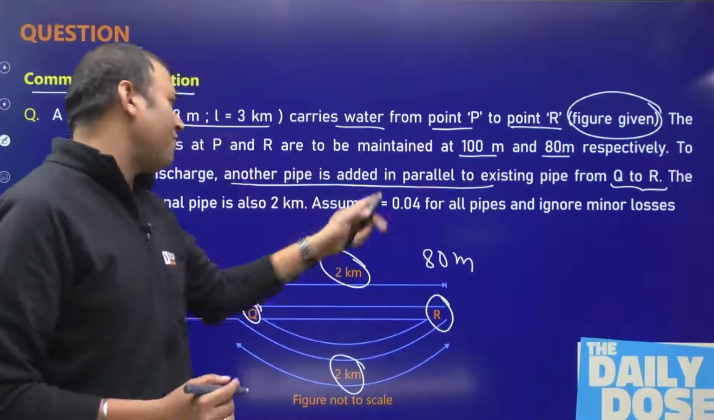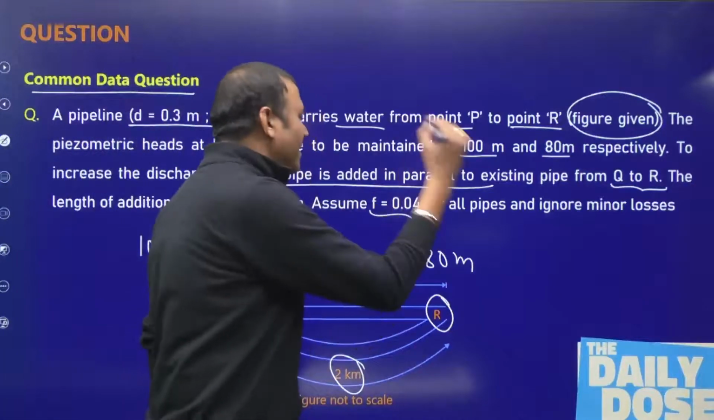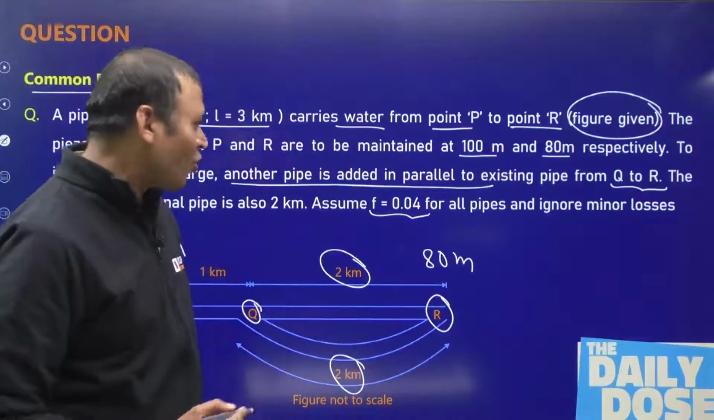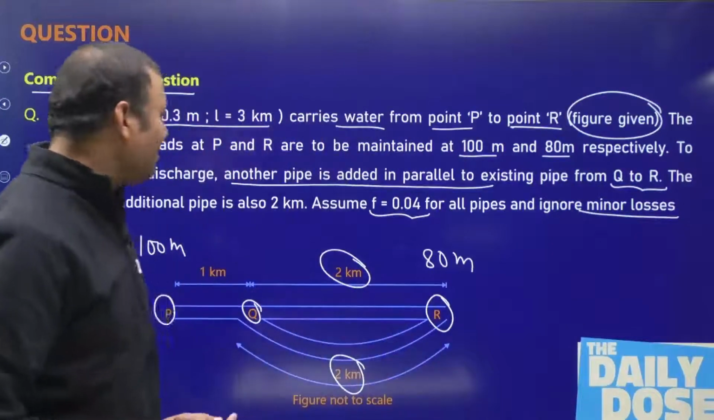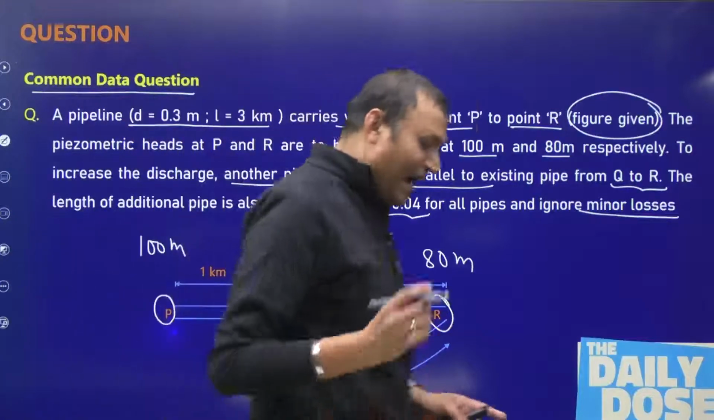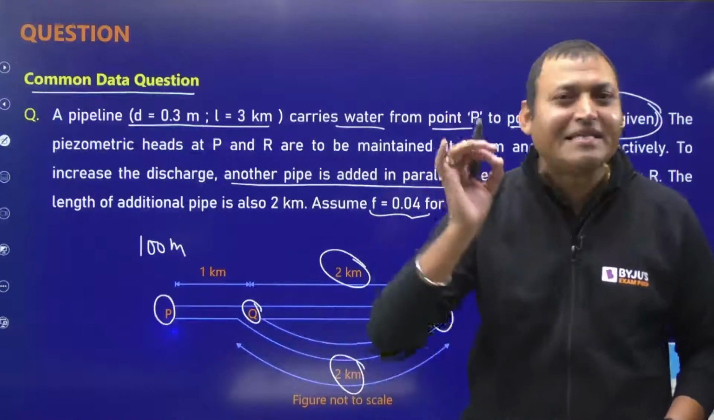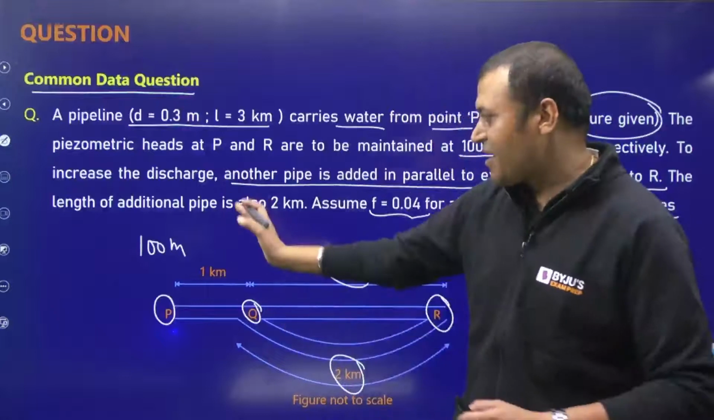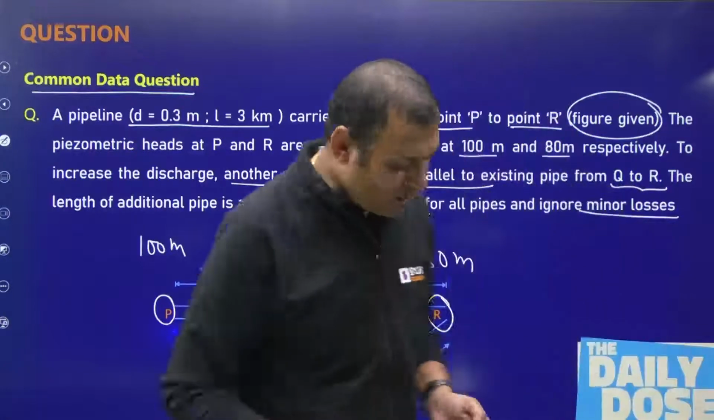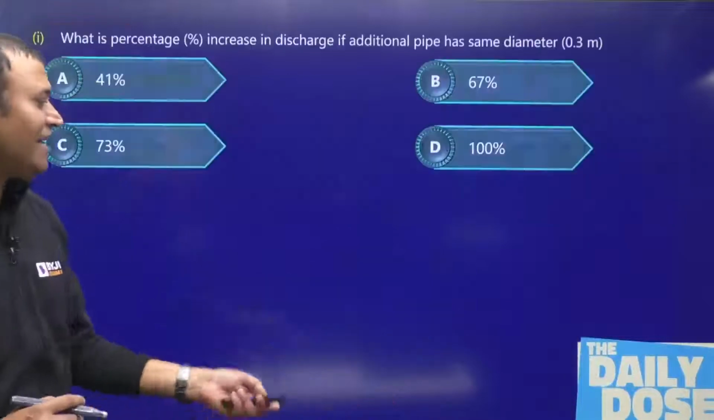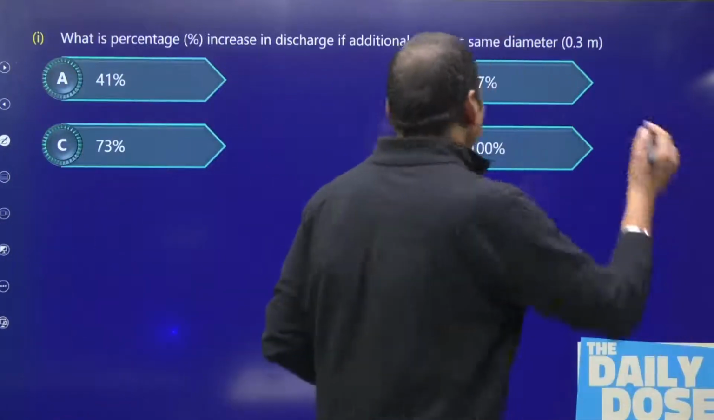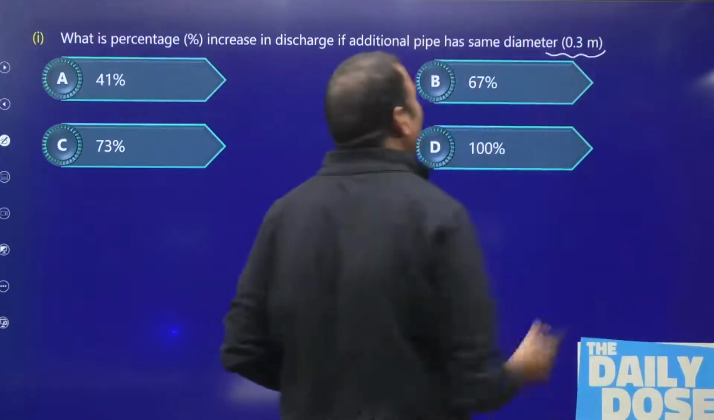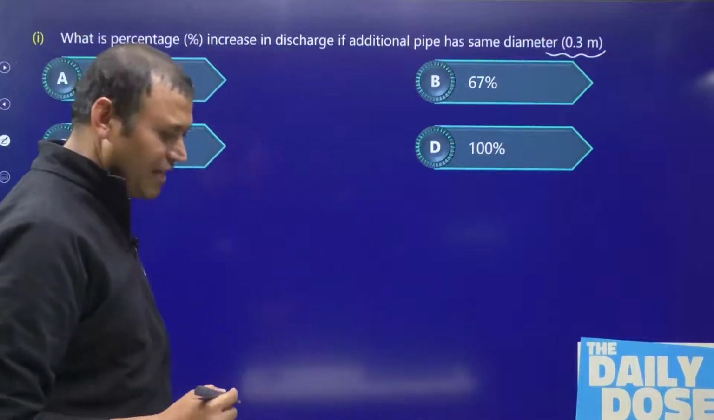Now assume the friction factor, Darcy's friction factor 0.04 for all the pipes and ignore the minor losses. Now the question starts, because we know that the additional pipe will definitely increase the discharge in the pipe. So the question says, what will be the percentage increase in the discharge with the additional pipe? And the additional pipe is having the same diameter as that of original pipe, that is 0.3 meter.